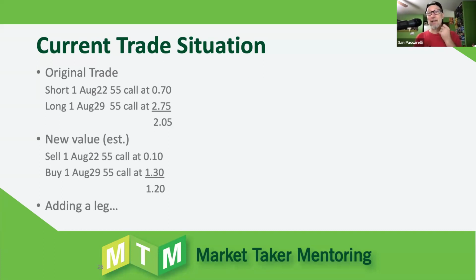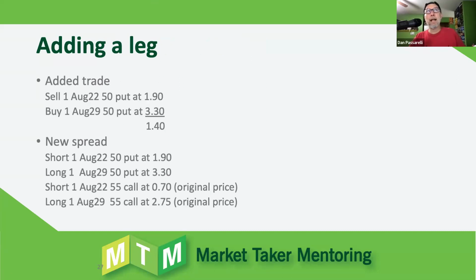Well, what can we do? We can add another leg. We can do a whole brand new time spread, a calendar. Remember, this is the 55 call calendar. Here's what we're going to do. Add a new spread to it. We're not going to touch that first 55 call calendar, not even going to think about it. It's just what it is. We're now going to buy the August 22nd, August 29th, 50 put calendar.